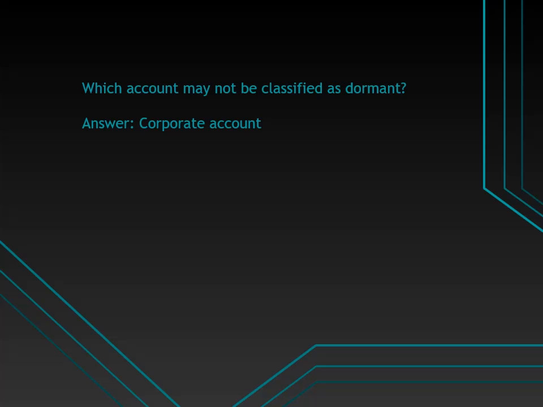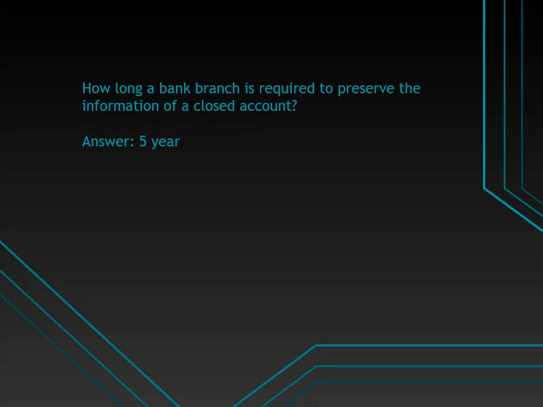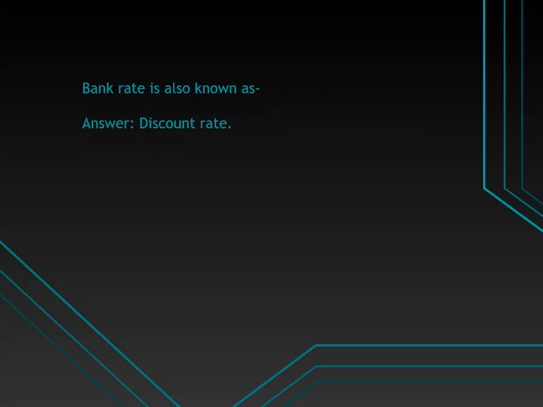Which account may not be classified as dormant? Answer, corporate account. How long is a bank branch required to preserve the information of a closed account? Answer, 5 years. Bank rate is also known as? Answer, discount rate. Stop payment of a cheque can be made by? Answer, the drawer. Signature of the known person should be? Answer, attested. What is the banker-customer relationship based on? Answer, Contract Act, 1872.